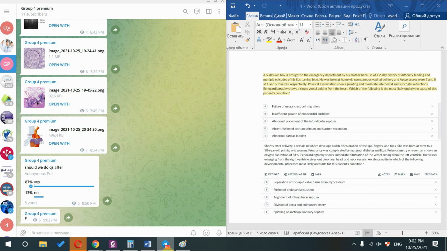Let's start from A. Is it failure of neural crest cell migration? Well, first of all, which pathology do you think it is? One vessel exiting the heart. Can someone write which pathology he thinks it is? Come on, guys. One vessel exiting from the heart that supplies both the pulmonary artery and the aorta.